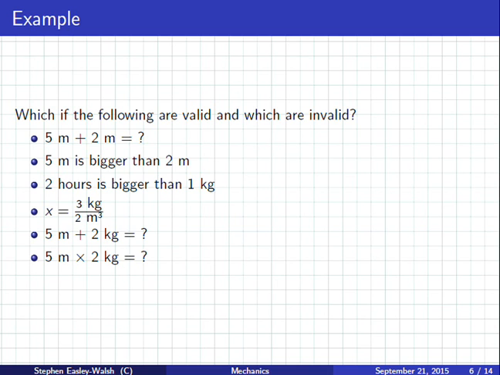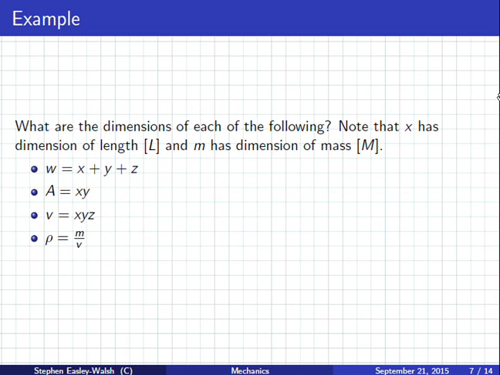No. 3 kilograms divided by 2 meters cubed. Yeah, that's okay. 5 meters plus 2 kilograms? No, not okay. Invalid. And 5 meters multiplied by 2 kilograms? Yeah, it's valid, that's fine. Okay, so we won't even write that down.